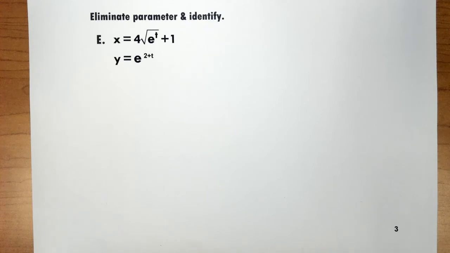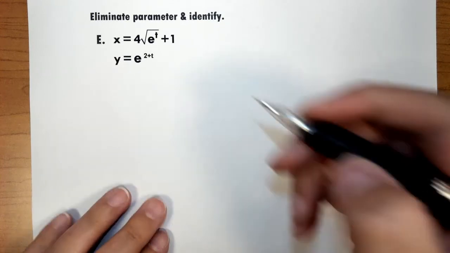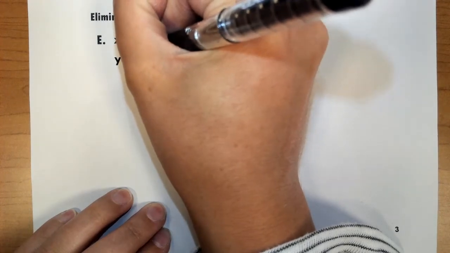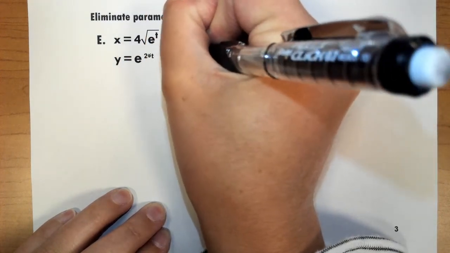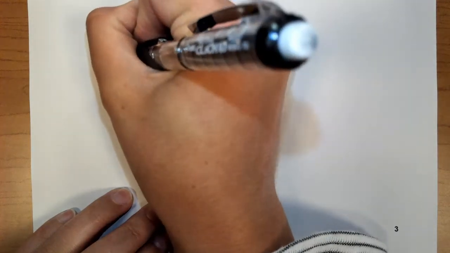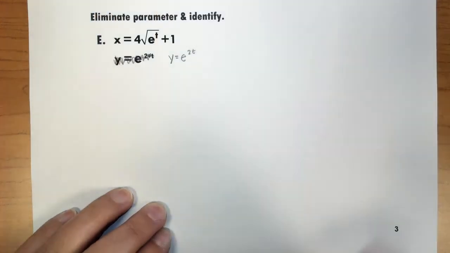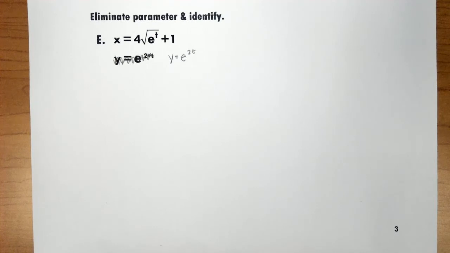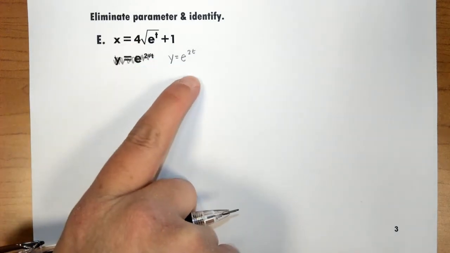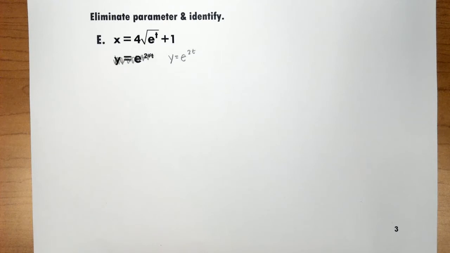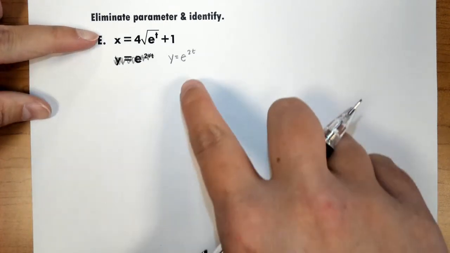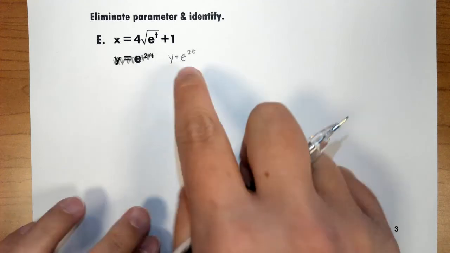There is a typo on my slide. This should be 2 times t. Please fix that. 2 times t. Let me rewrite this. Y is equal to e to the 2 times t. Okay. Here we go. I am going to solve for e to the t. Because I have e to the t here, and I have some form of e to the t here, I am going to use the first equation, get e to the t by itself, and then plug it in where we see it in the second equation.